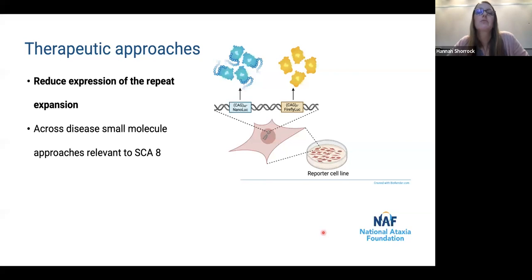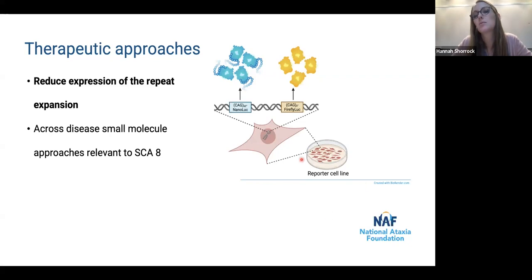So now I want to talk about some of the other therapeutic approaches that are in very early stages in the preclinical work. And so one of these approaches is to actually reduce expression of the repeat expansion. This is something that I've been working on for the past 3 years in the context of CAG repeat expansion spinocerebellar ataxias. And so while this work isn't specific to spinocerebellar ataxia type 8, it's a small molecule approach that could be relevant to SCA8.